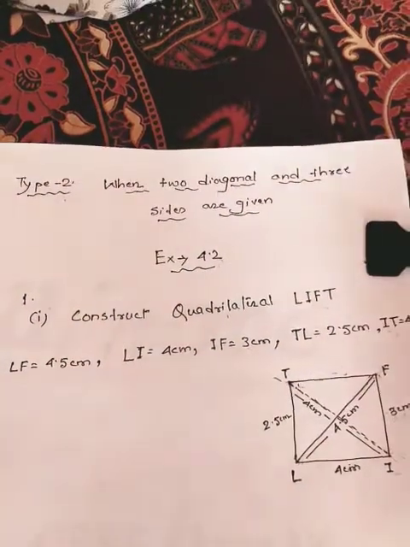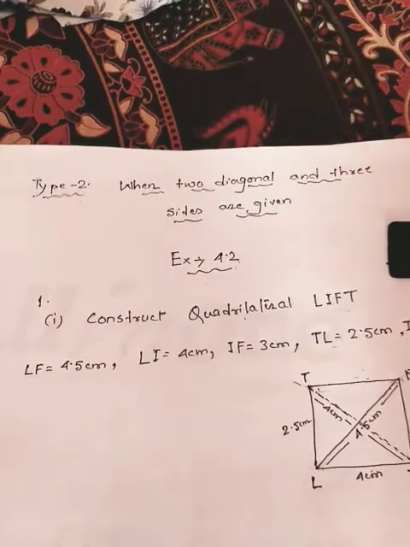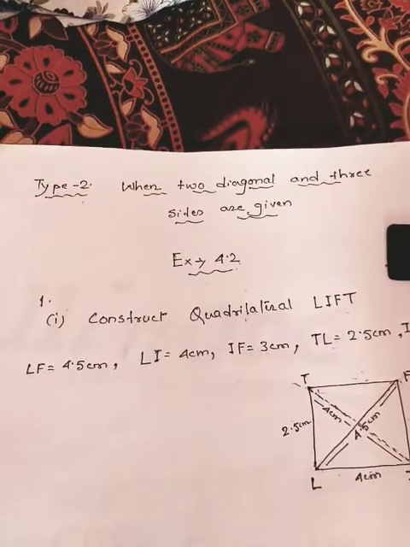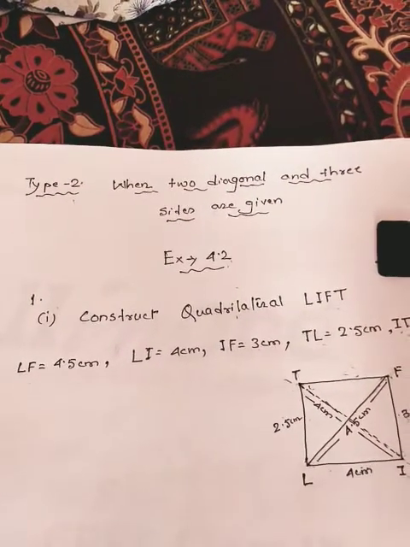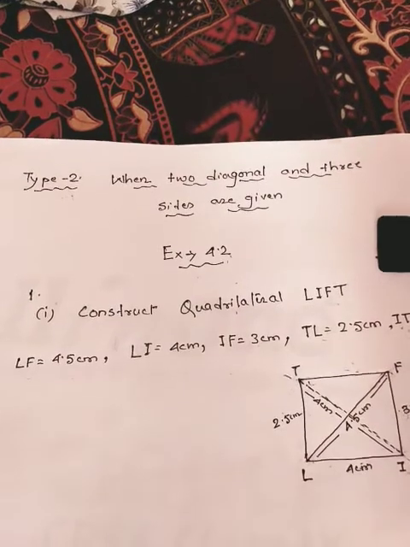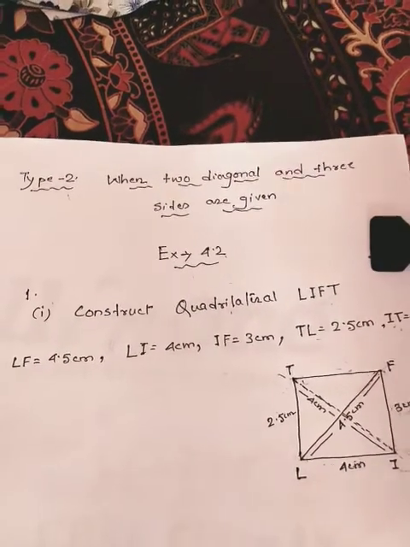Now what is type 2? According to the type 2 construction, the measurements of two diagonals will be given and the measurements of three sides of the quadrilateral will also be given. Okay, so there is a new type of sum.